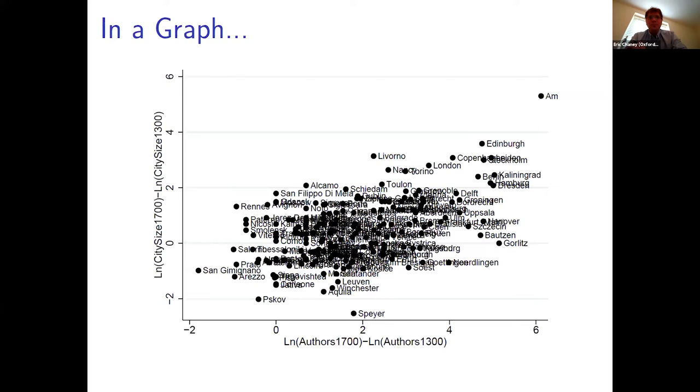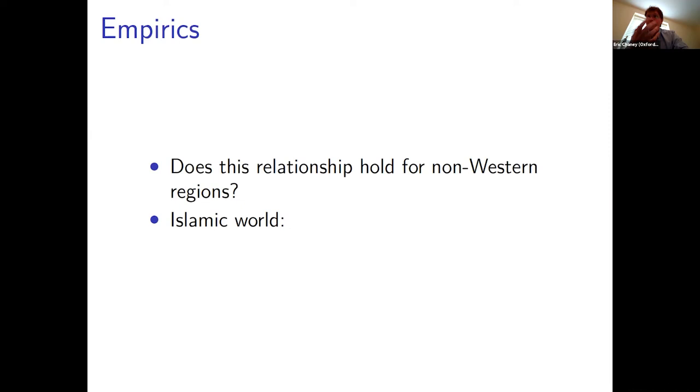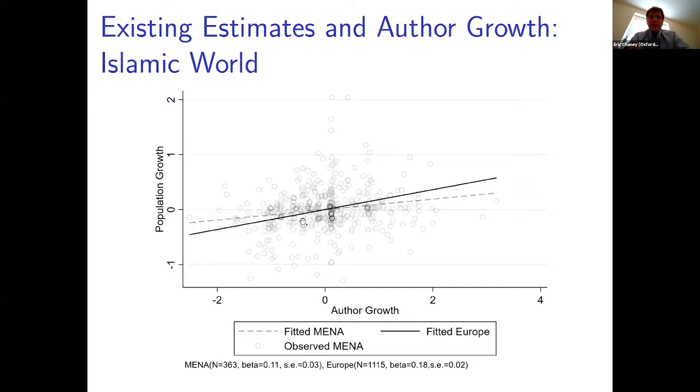So then you might say, okay, that's for Europe. What about the Islamic world? Now, this following graph does not incorporate the new data from the Tabaqat, but this is what the relationship looks like for the Islamic world, just using the VIAF data. This line right here is what the European relationship looks like, with population growth on the y-axis and author growth on the x-axis, and this is what it looks like for the Islamic world. You can't reject the null hypothesis that these two slopes are equal to each other. The purpose of this graph is just to say, look, this relationship also seems to hold for the Islamic world in addition to the European world. This is not just something that's happening in Europe. That is, as cities get larger, they seem to house more thinking.